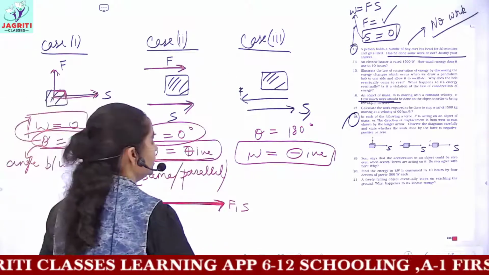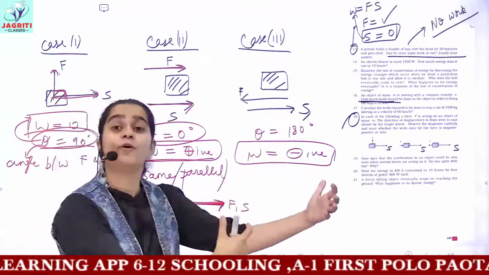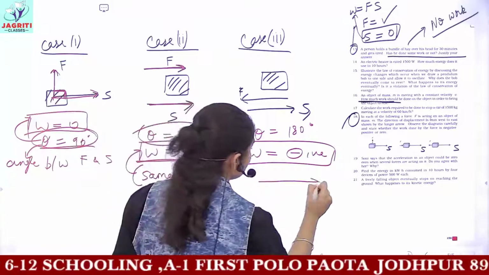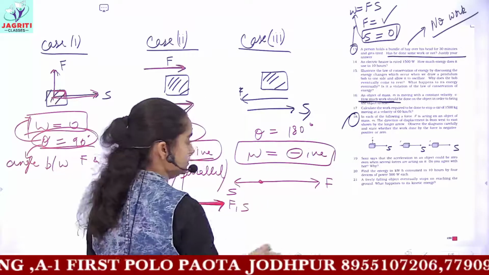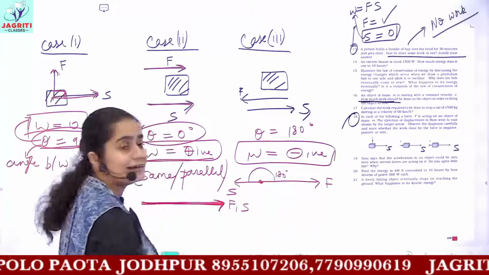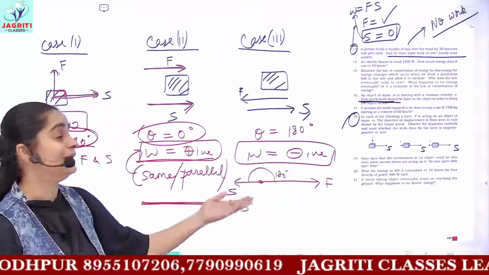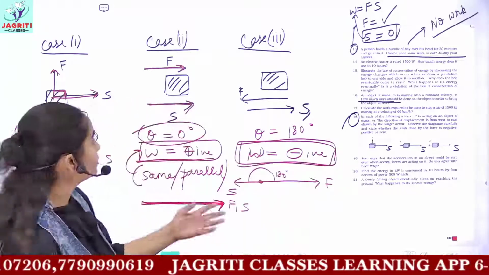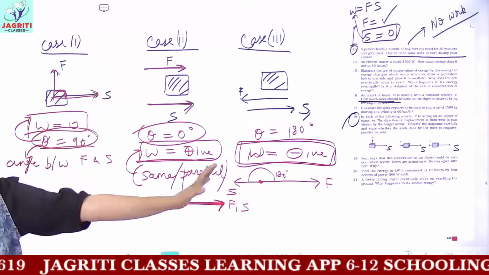For case third, if you see force is applied in the backward direction but the object is moving forward, it means the object is opposing the force. Or you can also say this is the direction of force and this is the direction of displacement. The angle starting from the force to the displacement is how much? 180 degree, because this is a straight linear line and the angle of the straight line is 180. When the angle is 180, the work done is always negative. So this gives you all the three cases where you have 0 work, positive work and negative work done.